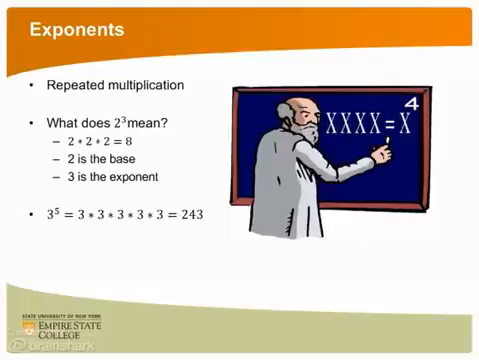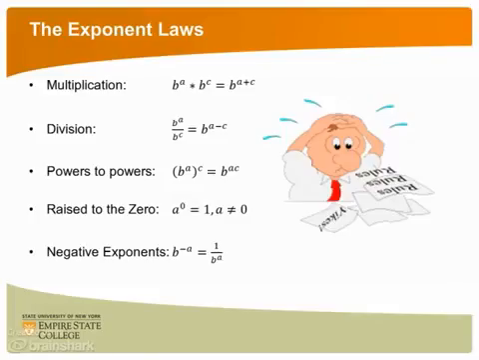As another example, 3 raised to the 5th power means we multiply 5 copies of 3 by each other, which results in an answer of 243. We can combine exponents with the same base according to the various exponent laws. The basic idea of the exponent laws is for the mathematics to take a step backwards. When you multiply exponents with the same base, you really just add the exponents.